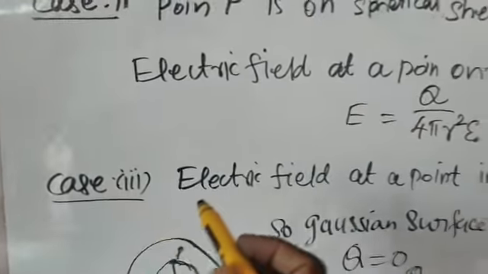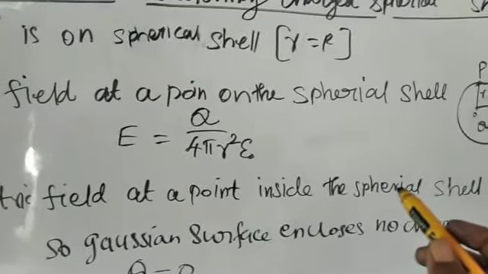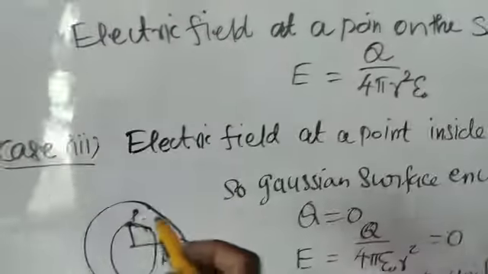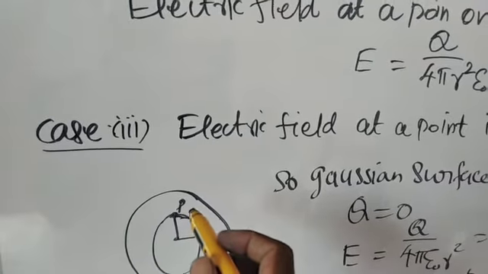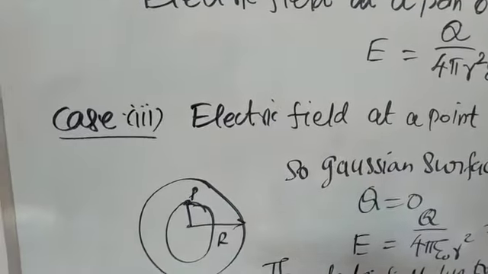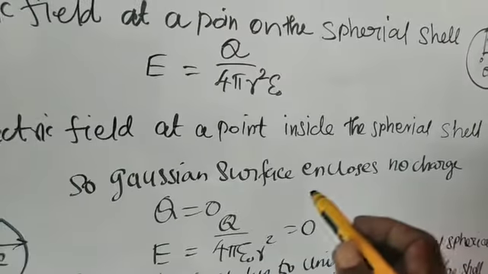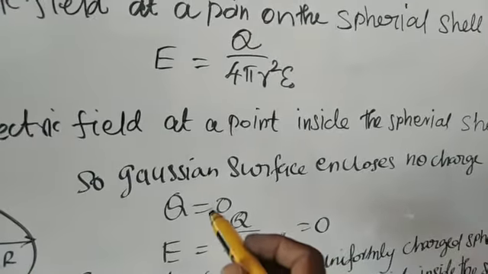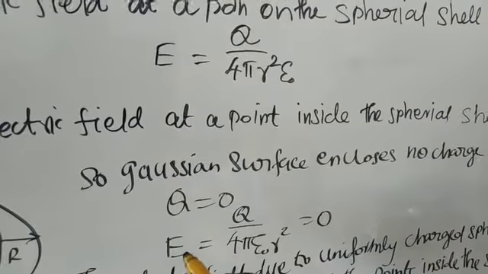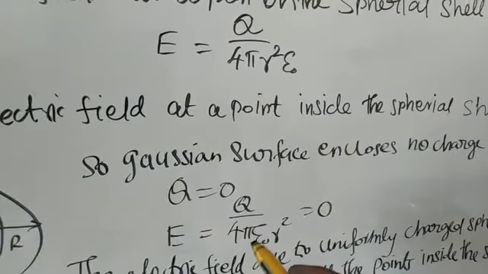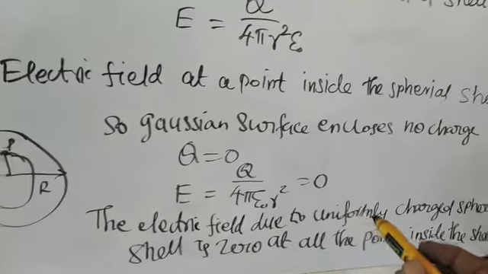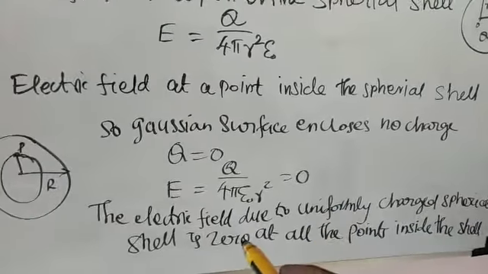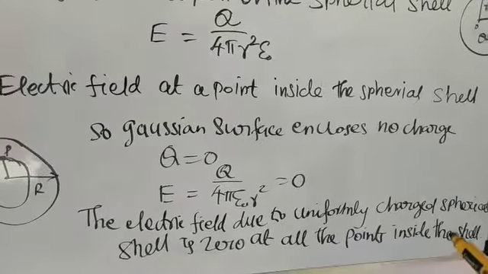Next, case 3: electric field at a point inside the spherical shell. Here P is a point inside the spherical shell. Inside the spherical shell, the Gaussian surface encloses no charge, so Q enclosed equals 0. So the electric field E equals Q by 4 pi epsilon naught r square equals 0. The electric field due to a uniformly charged spherical shell is 0 at all the points inside the shell.